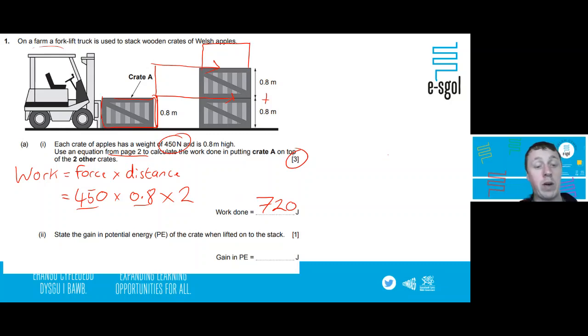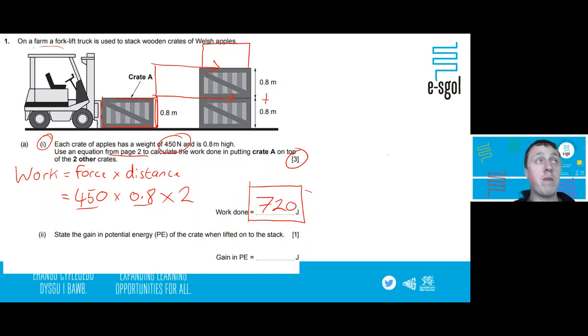The second part of the question is state the gain in potential energy when the crate has been lifted. It's a 1-mark question and they've not used the word calculate, so state is looking for a simple answer that is related to the previous part because it's part I and part I. So think it through. The answer should be in joules. We've just worked out and we've just calculated the work done is 720 joules.